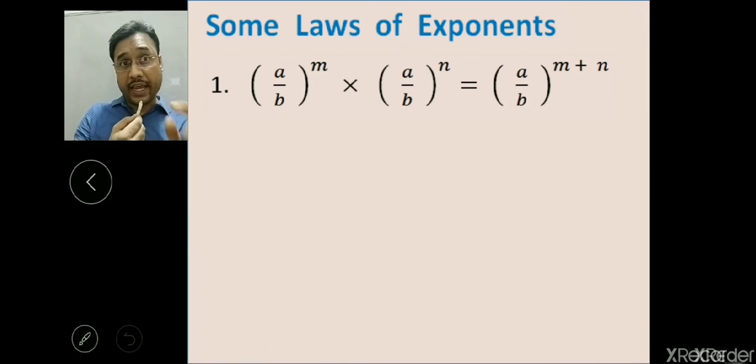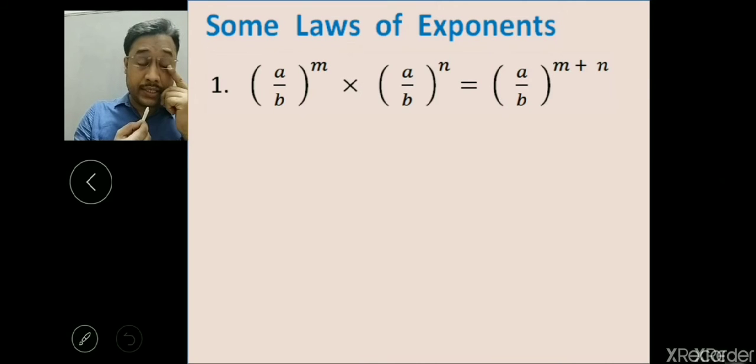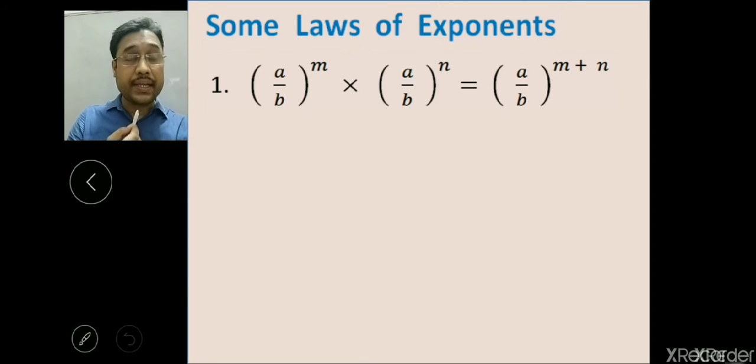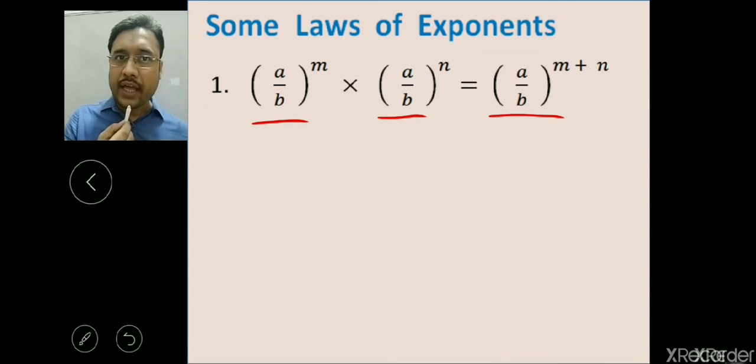Now see some important laws of exponents. The first one is here: (a/b) raised to the power m into (a/b) to the power n is equal to (a/b) to the power m plus n. That means the base is the same, a by b and a by b, in both exponential numbers. So when the base is the same and the numbers are multiplying, in the result you write the same base and add their exponents, so that will come m plus n. Here m and n are any integral power, whatever power is given, you will add that.